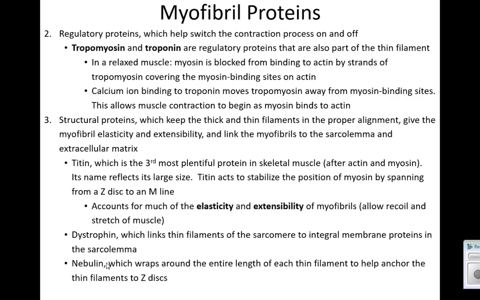There's a third type of proteins that you find in the myofibrils. They help keep the thick and thin filaments in proper alignment, give the myofibril elasticity and extensibility, and then help link the myofibrils to the sarcolemma and extracellular matrix. The most prominent and the third most plentiful protein in our myofibrils and in our muscles as a whole is titin. Titin is a word that reflects its large size.